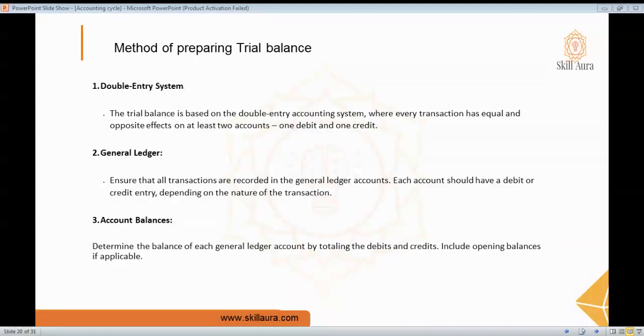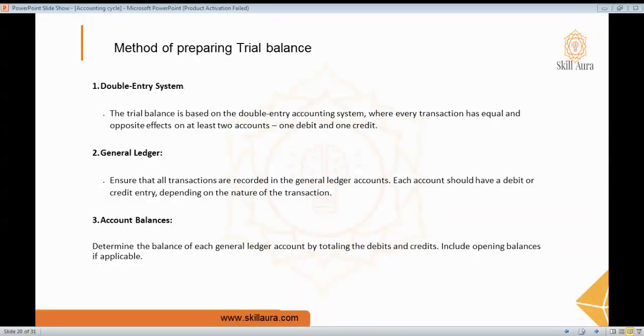The second one is journal ledger. Ensure that all the transactions are recorded in the ledger account. Each account should have a debit or credit entry, so it depends on the nature of the transaction. Each account will be debited or credited.